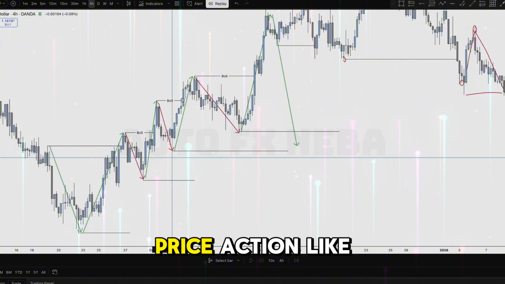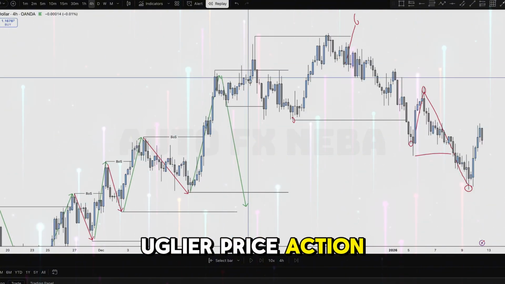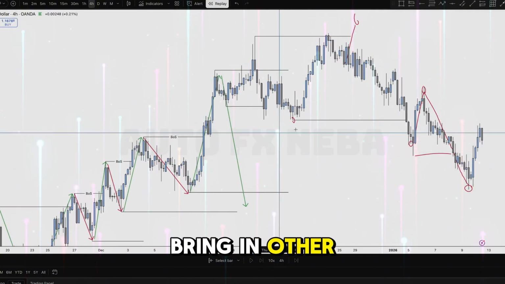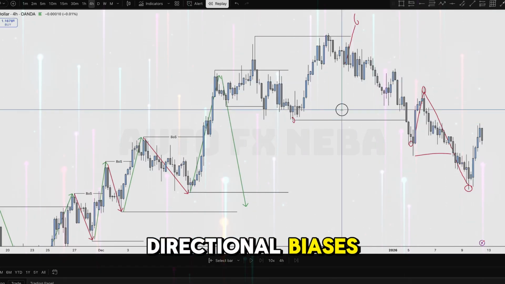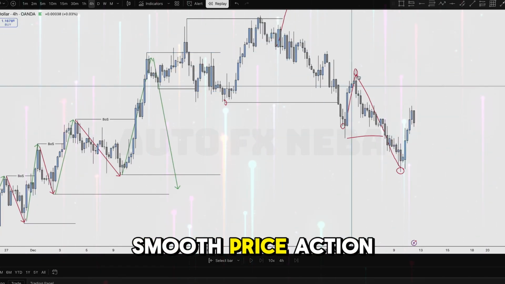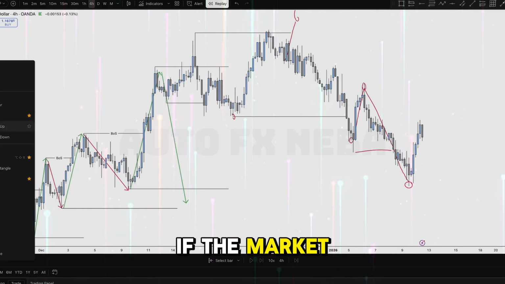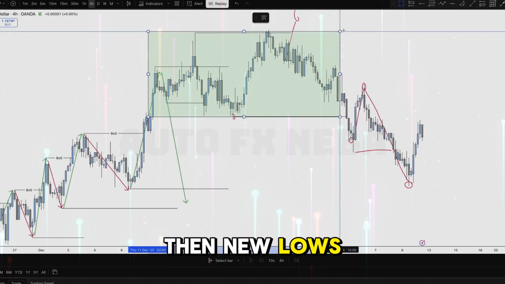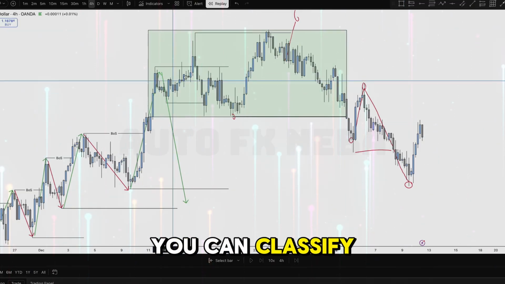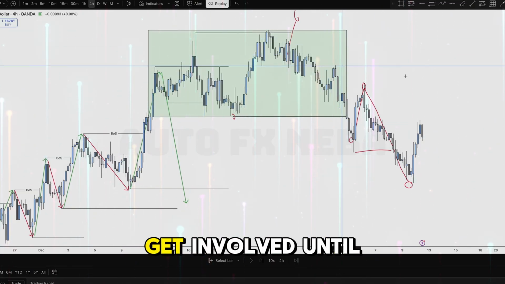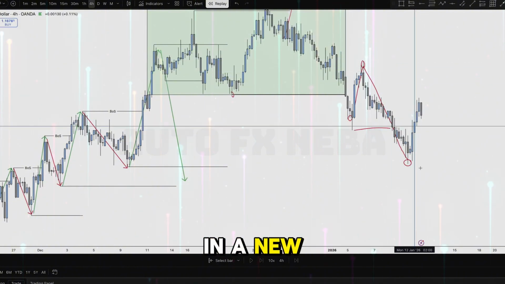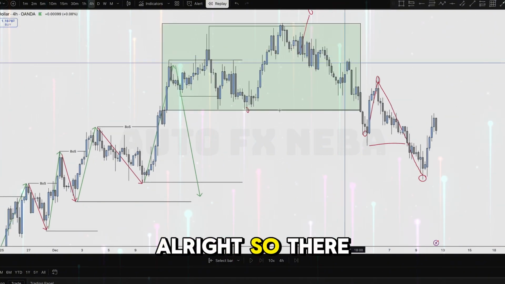So, of course, real-time markets are going to be a little bit trickier. You'll get smooth price action like this. You'll get the uglier price action like this. Well, you'll have to bring in other concepts to determine directional biases, and then you'll move back into smooth price action again like this. So again, as we've said, if you can't make sense of a phase, if the market is making new highs, then new lows, kind of like this phase here, you can classify that as consolidation and simply not get involved until the market's moving in a new clean trend direction. All right, so there you go.